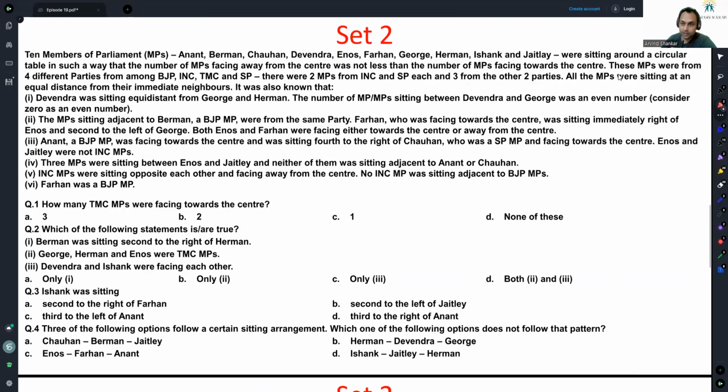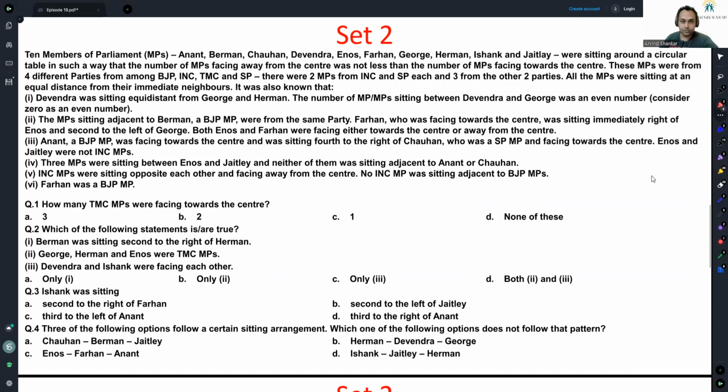10 members of parliament, Anant, Barman, Chauhan, Devendra, Enos, Farhan, George, Harman, Ishank, and Jaitley, were sitting around a circular table in such a way that the number of MPs facing away from the center was not less than the number of MPs facing towards the center.